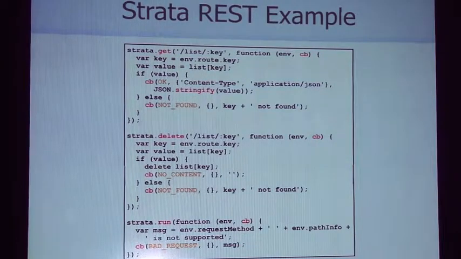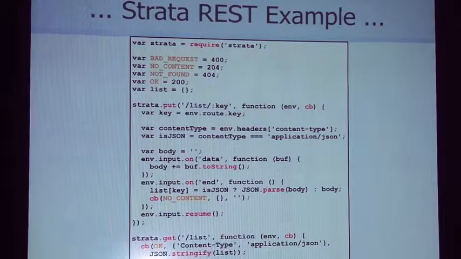I had a quick question. On the previous slide, and you may have done this just to keep things simple, but where you're testing the JSON parse, list key equals is JSON, question JSON parse. If that wasn't proper JSON, that would throw an exception, right?